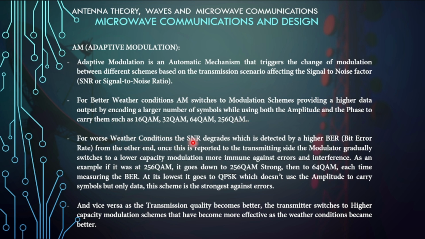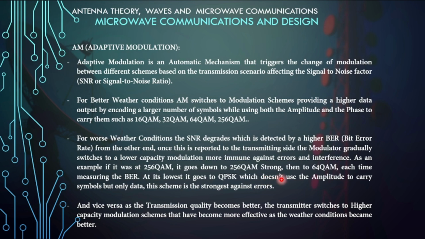But for worse weather conditions, the SNR degrades, which is detected by a higher bit error rate from the other end, sent by the feedback channel again. Once this is reported to the transmitting side, the modulator gradually switches to a lower capacity modulation, more immune against errors and interference. As an example, if it was at 256 QAM, it goes down to 256 QAM strong at first, which is still the same modulation scheme, but most of the symbols that are sent are actually protection symbols. They are a redundancy for the information that's being sent. So it has a lower throughput because some of the bits are sent as a correction mechanism for the errors that might occur. Then to 64 QAM, each time measuring the BER. At its lowest, it goes to QPSK, meaning that when the weather conditions are horrible, QPSK is the most immune against errors.